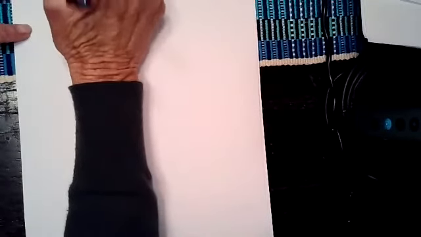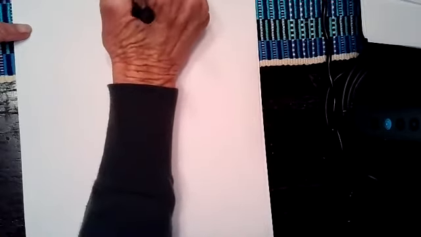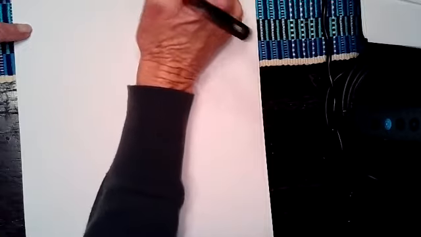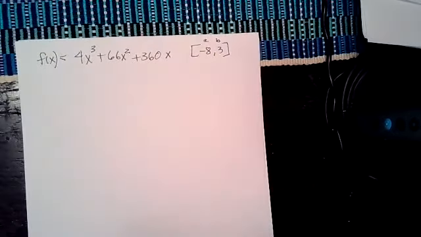Okay. All right. So let's look at my next problem. So now I have 3, 4, 5, 6. All right. So f of x is 4x cubed plus 66x squared plus 360x on the interval negative 8, 3. And remember, that's your A and that's your B. Let's write the problem down. f of x is 4x cubed plus 66x squared plus 360x.